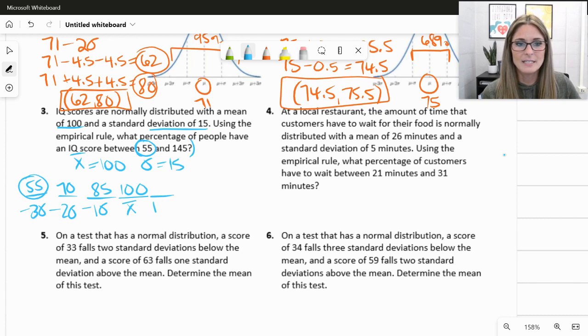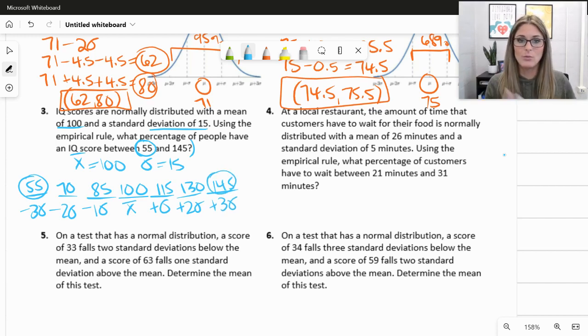What about the upper side? Let's add a standard deviation, 115. Add a second, gives us 130. Adding a third standard deviation does give us that 145. So we were 3 standard deviations away on each side. We had to add or subtract 3 standard deviations, which is 99.7%.